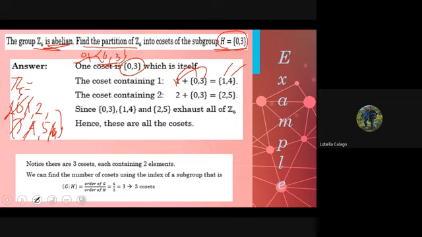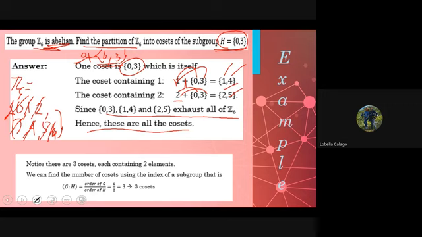Okay. So, since meron pa tayong 2, 5, continue natin sa 2. So, i-add natin sa {0, 3}, which is your H. 2 plus 0, 2. 2 plus 3, 5. So, {2, 5}. So, exhausted na natin. {0, 3}, {1, 4}, and {2, 5} already exhausted all of the elements of C6. Hence, these are all the cosets. Kasi since na-exhaust niya na, yan na po yung lahat ng cosets niya.